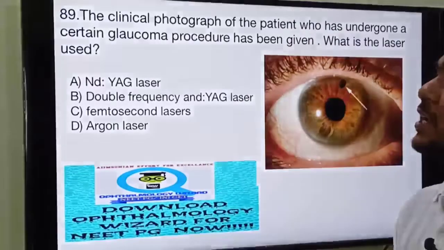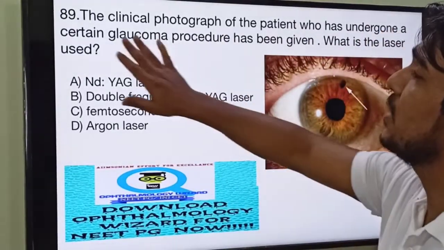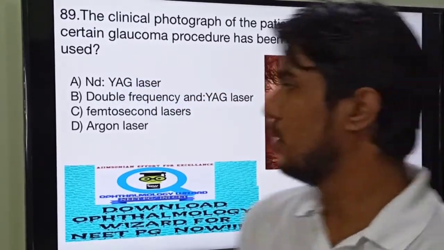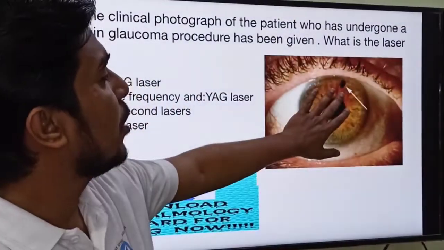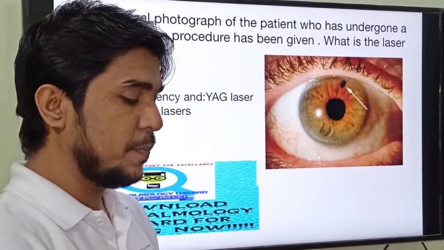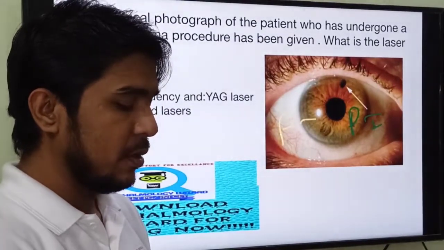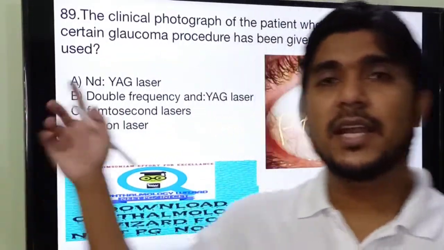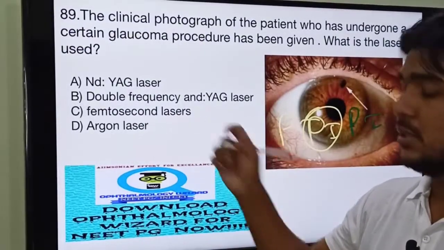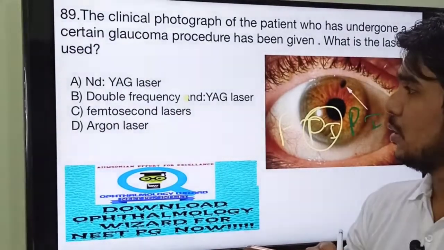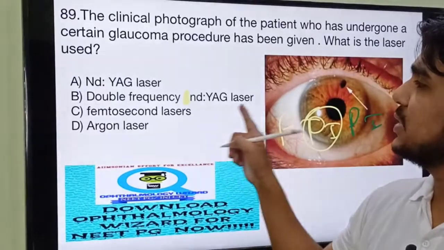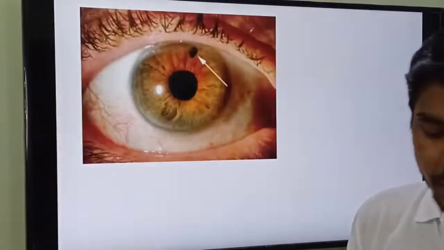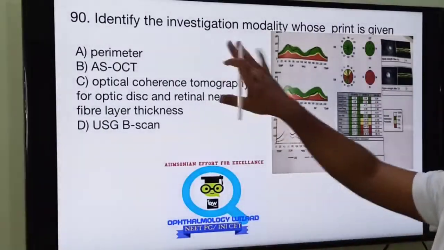So, coming to the next question, 89. The clinical photograph of a patient who has undergone a certain glaucoma procedure. This is the photo. What is this? Obviously, this is PI, peripheral iridotomy. What is it done with? Nd:YAG, double frequency Nd:YAG, femtosecond argon. The answer is very simple: Nd:YAG laser.